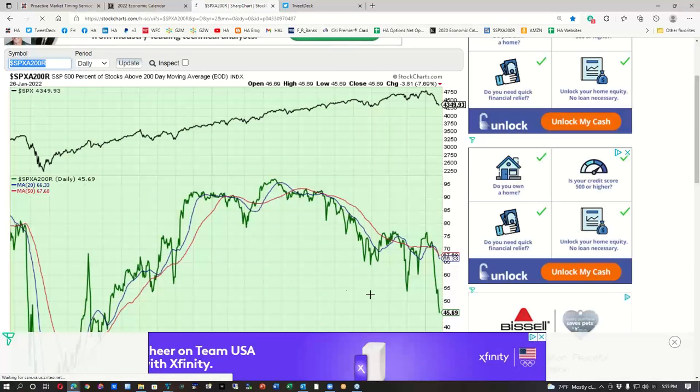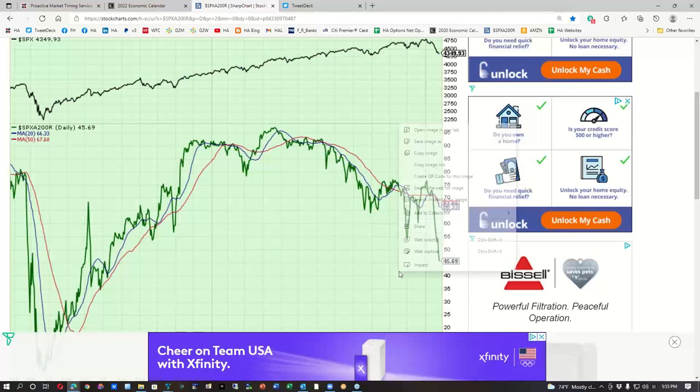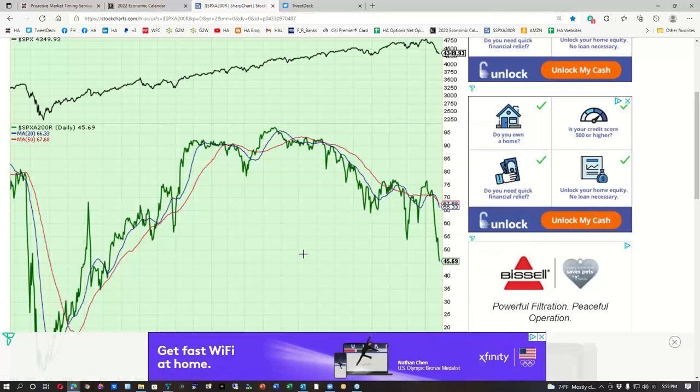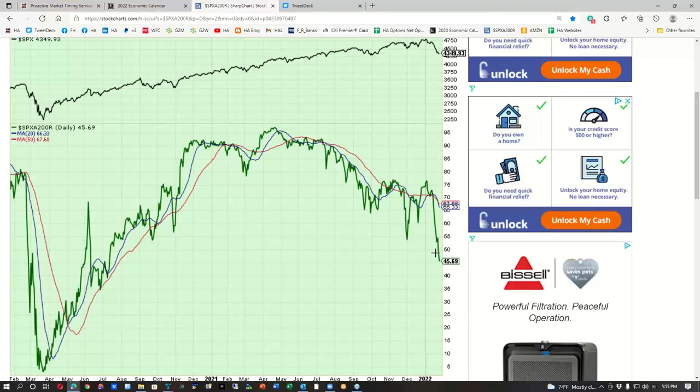Okay. Now this is the problem, guys. Look where we are. Where is the neutral zone? 55 to 45. We're almost at 45. Wow. If you look at the webinar last week that was posted on YouTube, I talked about this. I said this area is of concern. Look what it's doing. This is not good, guys. We may be going down.